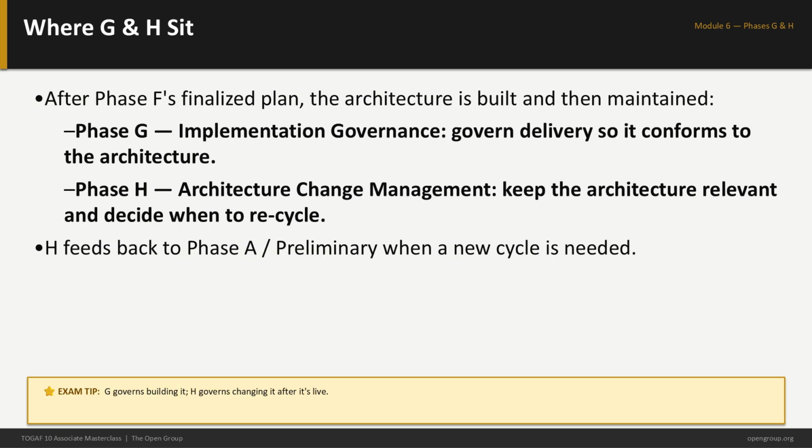Let's place these phases. After Phase F hands over a finalized plan, the architecture gets built and then maintained. Phase G, implementation governance, governs the delivery so that what's built genuinely conforms to the architecture. Phase H, architecture change management, then keeps the architecture relevant over time and decides when it's time to start a fresh cycle. And crucially, Phase H feeds back to Phase A, or even the preliminary phase, when a new cycle is warranted. The clean mental split: Phase G governs building it, Phase H governs changing it after it's live.